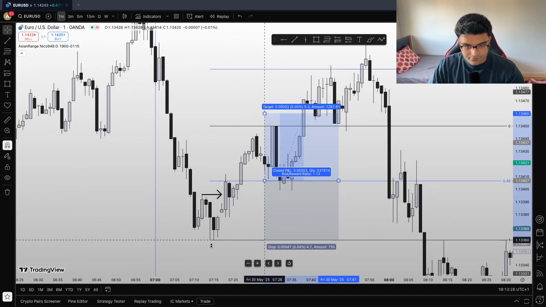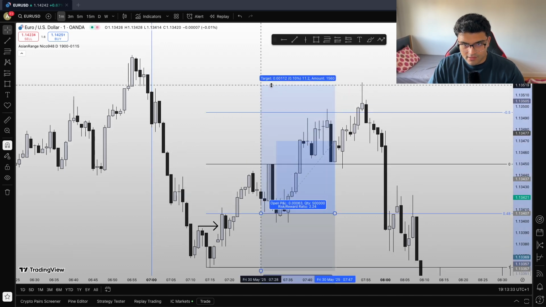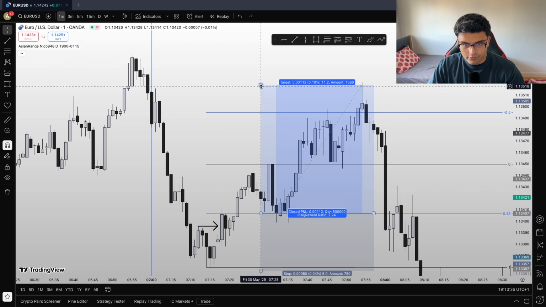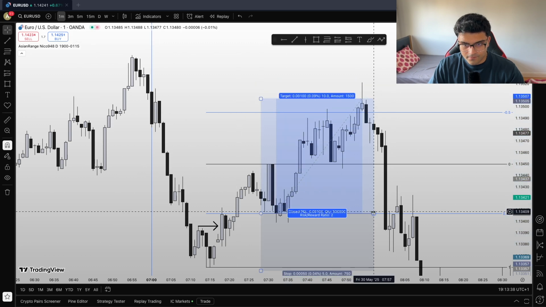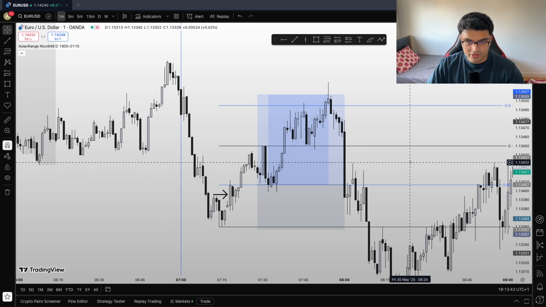Enter there. Stops can go at 5 pips. Minimum, I'd like to go 5 pips. And then, yeah, this goes to a 2.24, but we only look for a 2R. So there you go. So this is a perfect example of this 3-step trading strategy working.